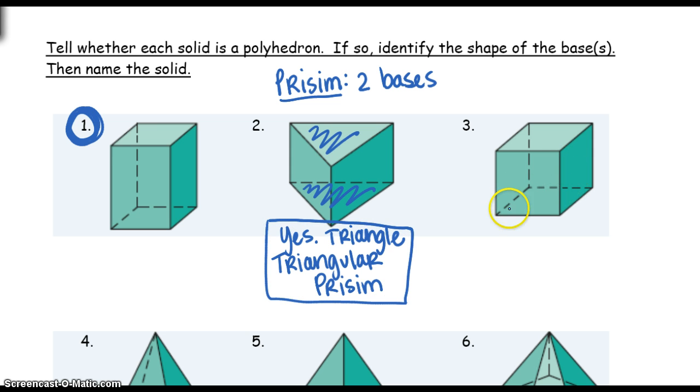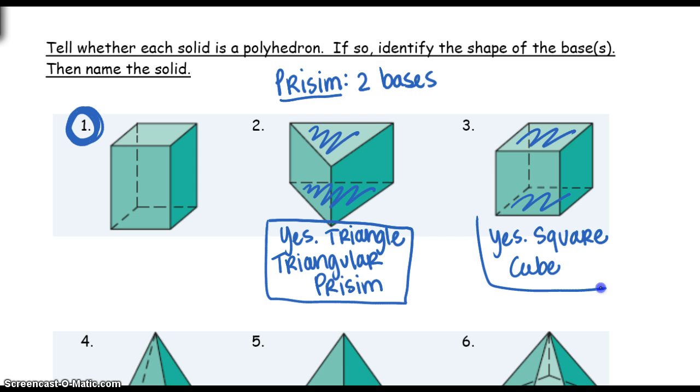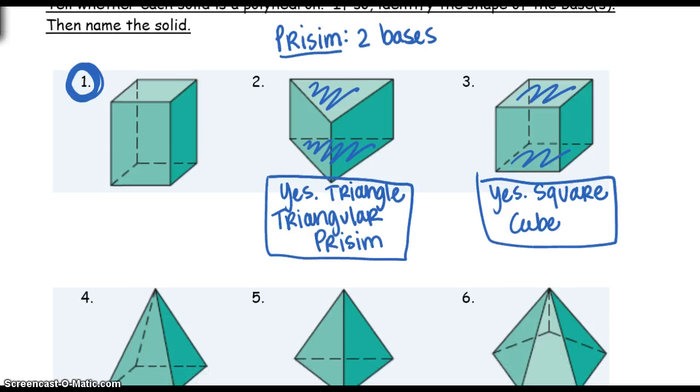Now this guy over here, number 3, I see that there are 2 parallel bases here. No curve. So yes, it's a polyhedron. And I would probably say that the square is its base. You can say a rectangle if you want, but I think it's a square. Then I will call this a cube. Okay? You can call it a rectangular prism if you want, since we don't really know if it's square or not, but I'm going to call it a cube. I want you to do number 1, please. Bring that to class next time I see you.